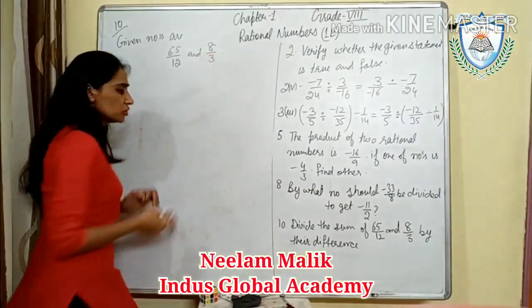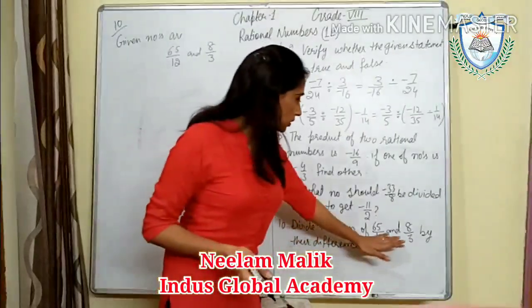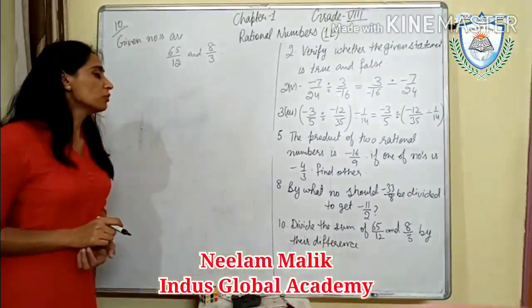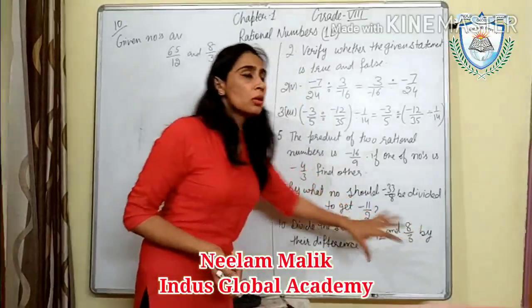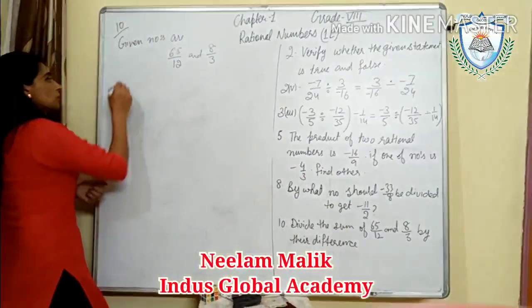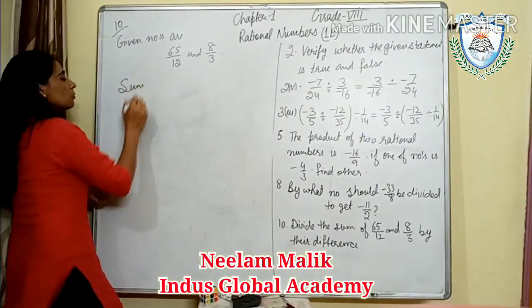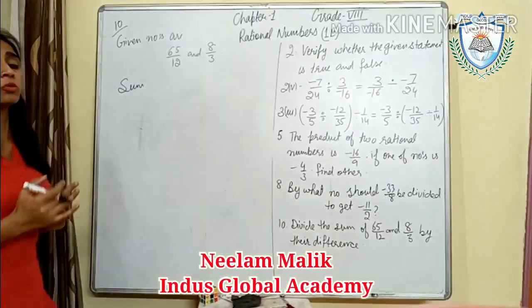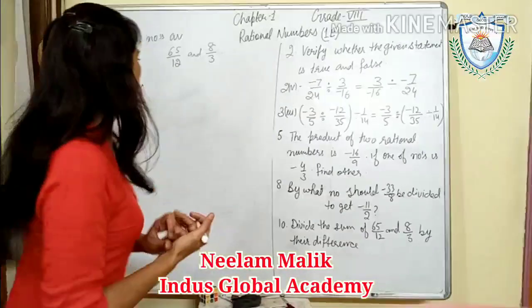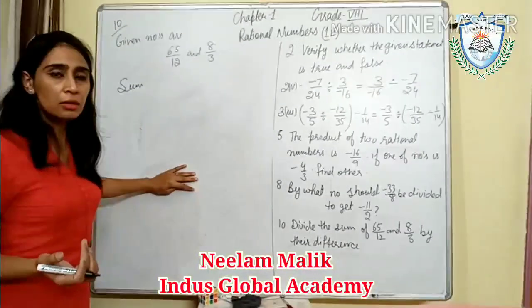I think both are positive. Okay, divide the sum of this. Both are positive here. What we have to do? We have to divide the sum of these two. Means first we will find out their sum. Then we will find out their difference. And then we will go ATQ, means we will do it according to the statement. Means we will divide this sum by their difference.